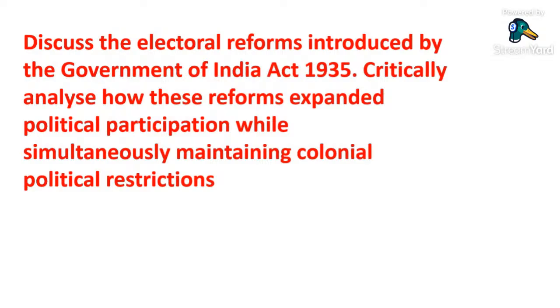Introduction of separate electorates. The Act continued and expanded the provision of separate electorates for religious communities such as Muslims, Sikhs, and Anglo-Indians. It aimed to ensure representation but ended up deepening communal divisions. Number two, reserved seats and weightages. Seats were reserved for minorities and specific communities in the legislature. The principle of weightage ensured minorities were overrepresented in provinces where they were not in the majority. Then, bicameral central legislature. The central legislature became bicameral, consisting of the Federal Assembly, lower house, and Council of States, upper house. Members were partly elected and partly nominated, limiting the influence of elected representatives.